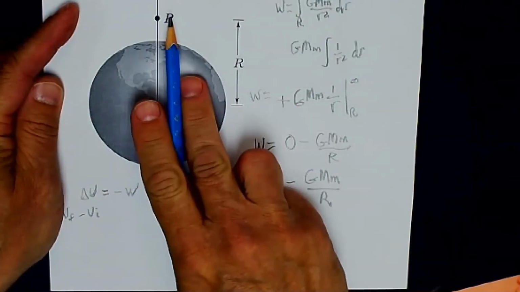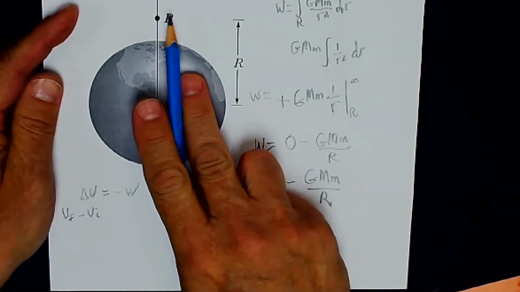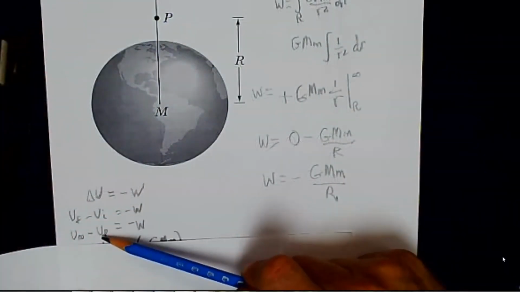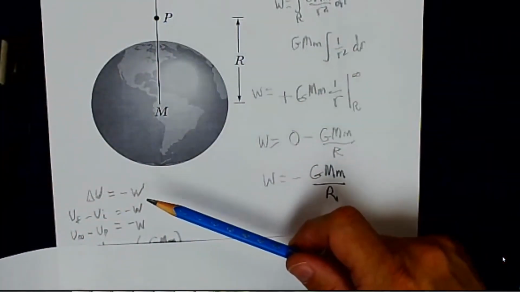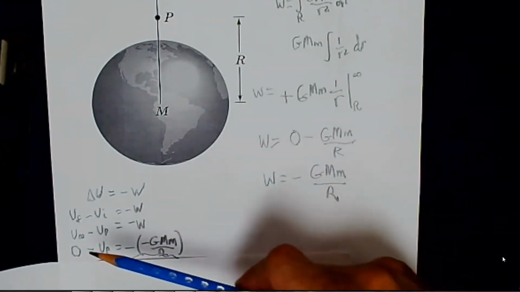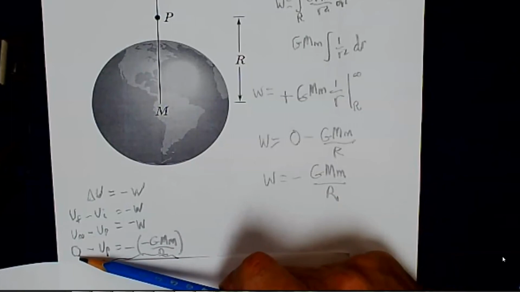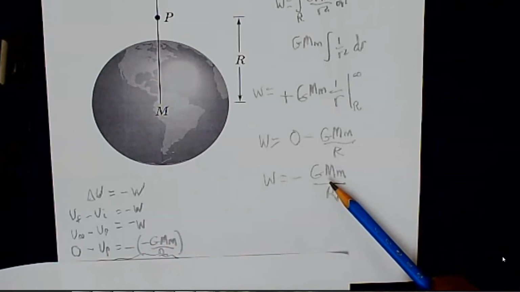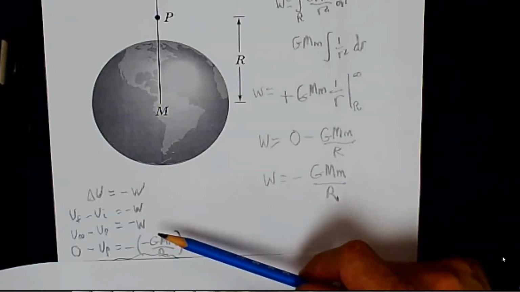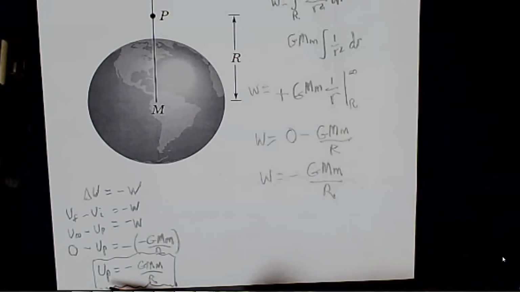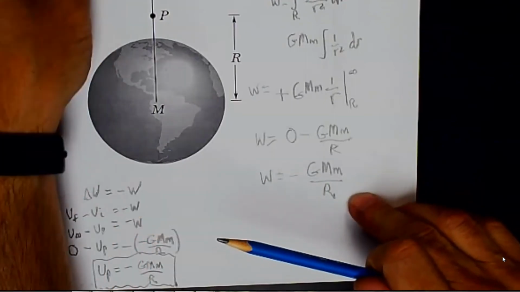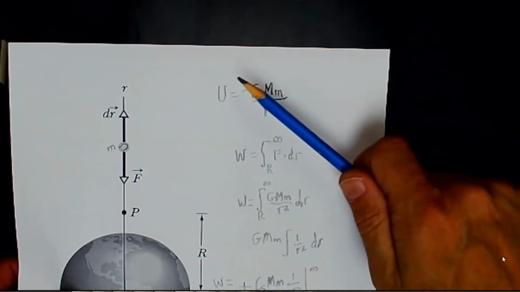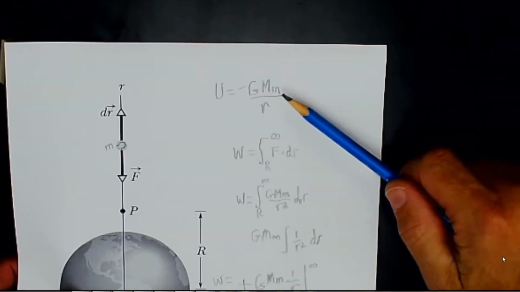I'm throwing the baseball upward, so that means my final potential energy is at infinity. The initial position was at point P, and by definition I defined the potential energy at infinity to be 0, and we showed over here that work is equal to minus G big M little m over r. So I plug that in, and I solve for the potential energy at point P, which is equal to the negative of G big M little m over r, which is what I set out to prove.